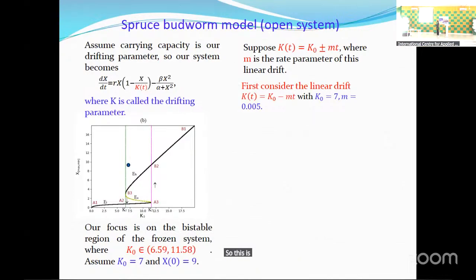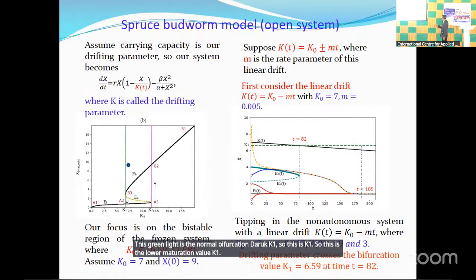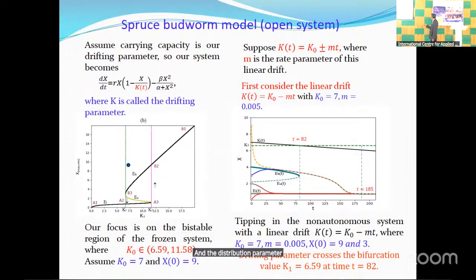So this is the initial value of the x population, and you are exactly there. Now we let K(t) decrease. If we do this, you see that K(t) starts from 7 and then gradually decreases. This green line is the lower bifurcation value K1. So this is the lower bifurcation value K1, and the drifting parameter crosses this bifurcation value at time t equal to 82.